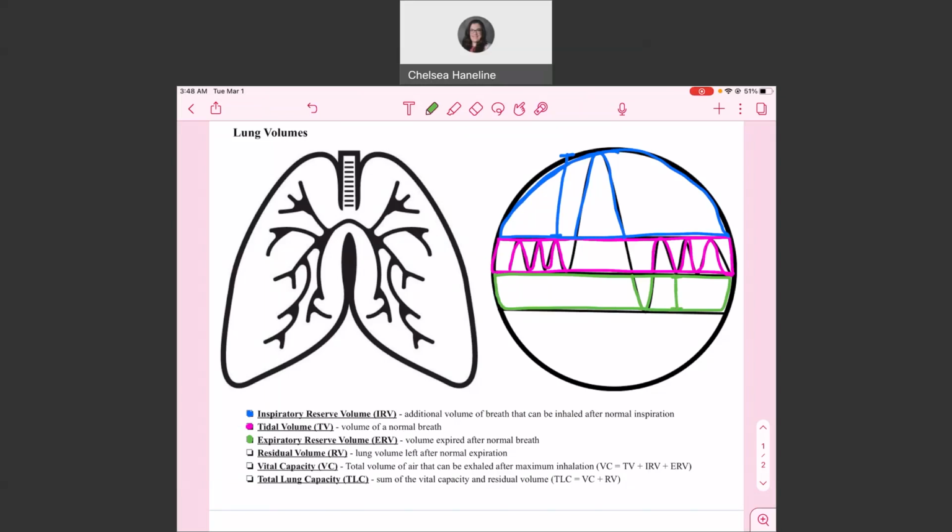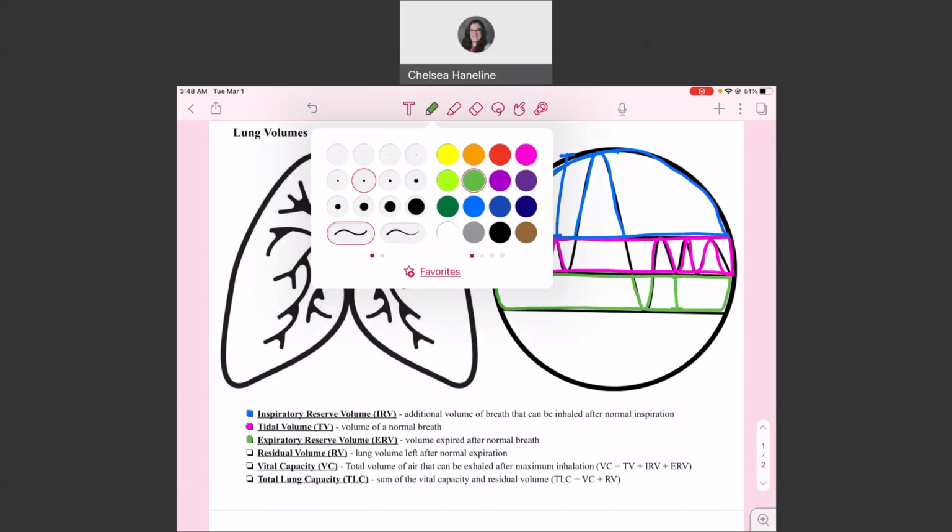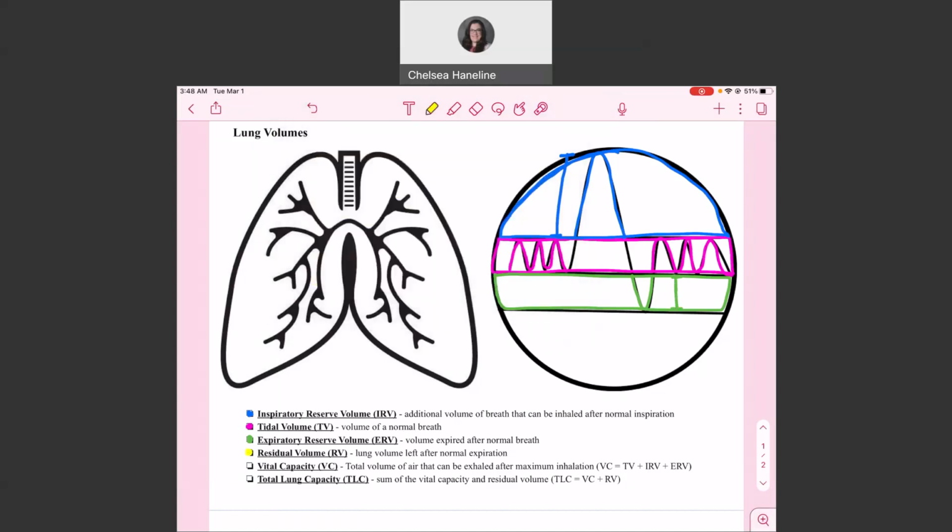And then we have a portion of our lung capacity that we don't really access much, but we still have it there. That's called our residual volume. That's going to be this portion down here at the bottom, which is just left over in our lungs after maximum expiration. It's the leftover region after we've expired as much as we possibly can.